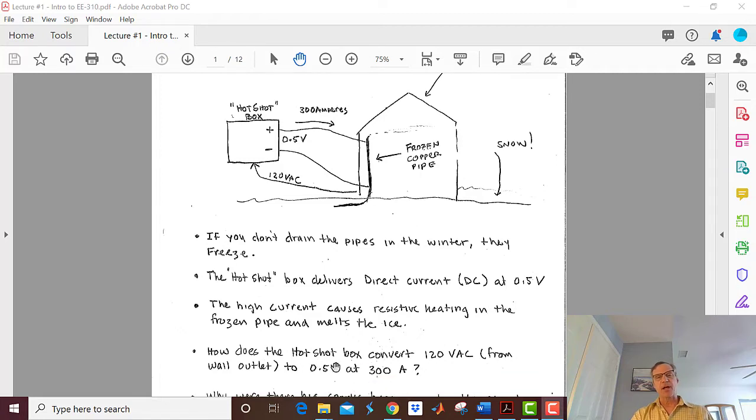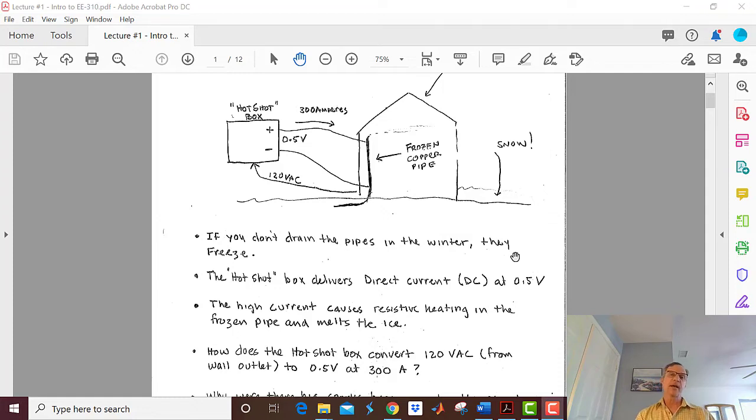So how does that hotshot box convert 120 volts AC from the wall outlet to a half a volt at 300 amperes? How does it do that? And what you're going to see in this class is all the weight in the hotshot box is a great big transformer. And what that transformer does is it converts the 120 volts AC down to a very, very low voltage very efficiently.